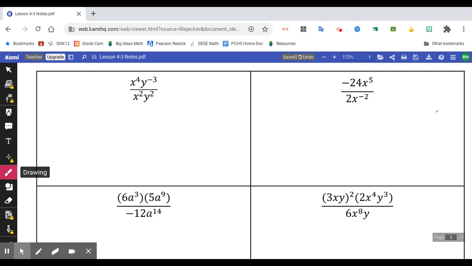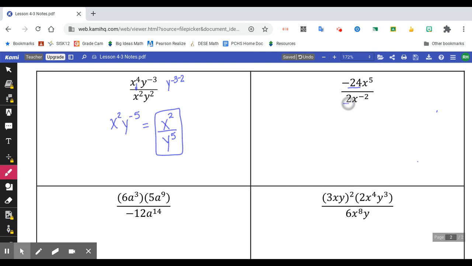So if we've got x's, subtract down this way. 4 minus 2 gives me x squared. This one will be y to the negative 3rd minus 2, which gives me y to the negative 5th. Okay, negatives have to drop, so x squared stays on top, and y to the 5th goes to the bottom and becomes positive. Okay, same thing over here.